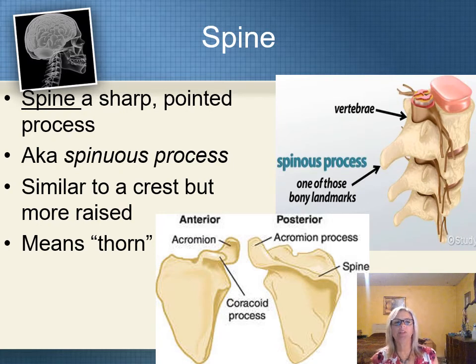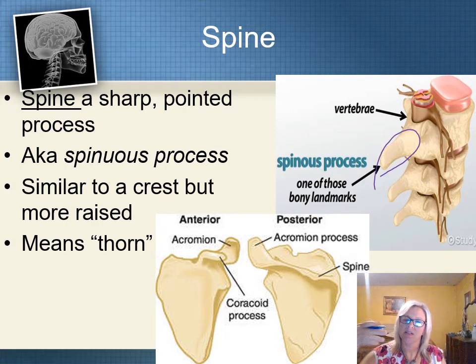A spine is very similar to a process. It is a little sharper, more pointed, a little bit larger generally in some ways. So sometimes we can say something like we have the spinous process, and so we're kind of putting those two together. On your vertebrae, you have the spinous process, and this is the process that you see if you feel your backbone, that's what you're feeling. So it's similar to a crest, but a little bit more raised.